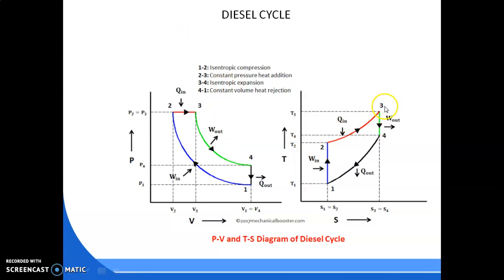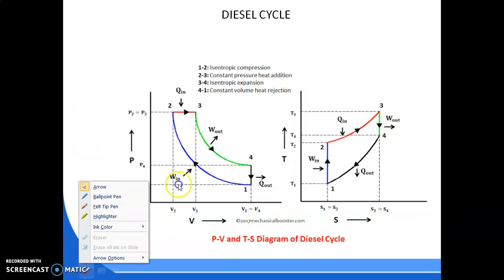So 2 to 3 is constant pressure heat addition, 3 to 4 is isentropic expansion, so S3 is equal to S4. 4 to 1 is heat rejection, constant volume heat rejection. You can see here the slope of 2 to 3 is less than that of 4 to 1. The slope of the constant volume line is more than that of the constant pressure line. Okay. So that is the TS diagram of the diesel cycle.